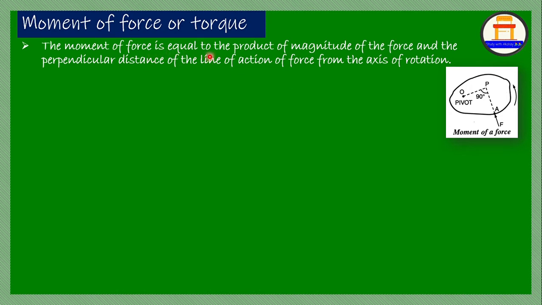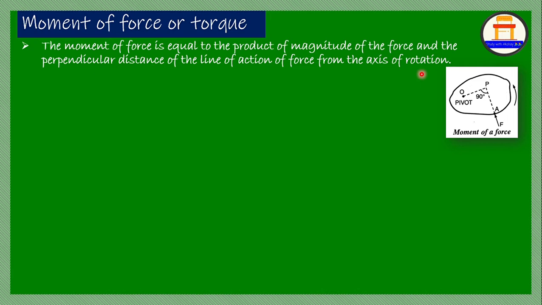The moment of force is equal to the product of force and the perpendicular distance of line of action of force from the axis of rotation. So the definition should be word to word. In ICSE, definitions should be word to word. If not, they are going to cut the marks. So key terms over here are product, magnitude of force, perpendicular distance, line of action of force, axis of rotation. All these words should be there.